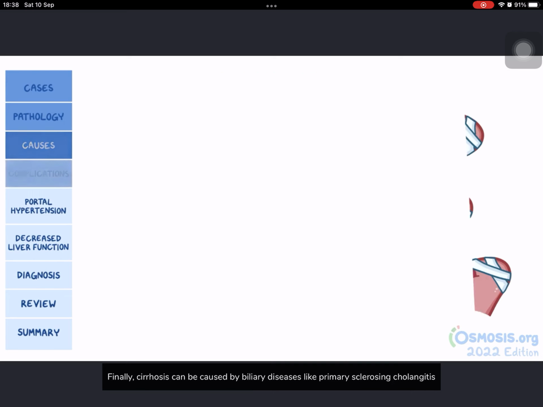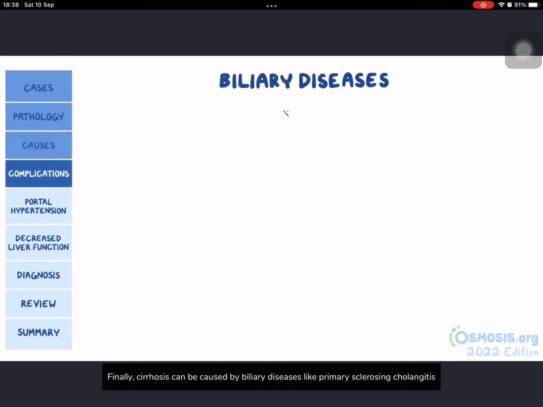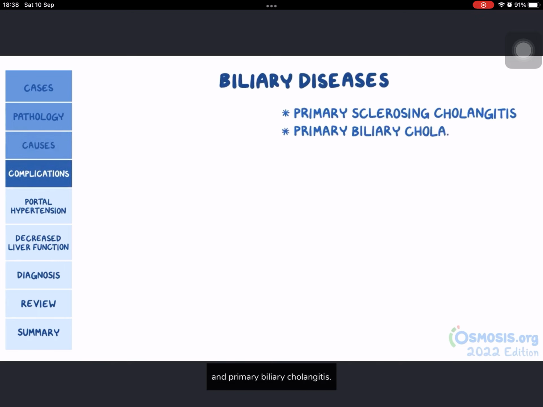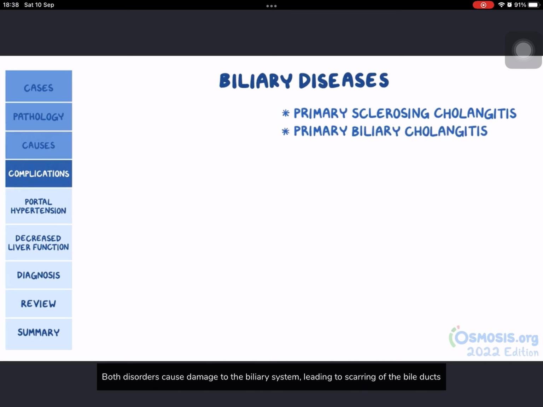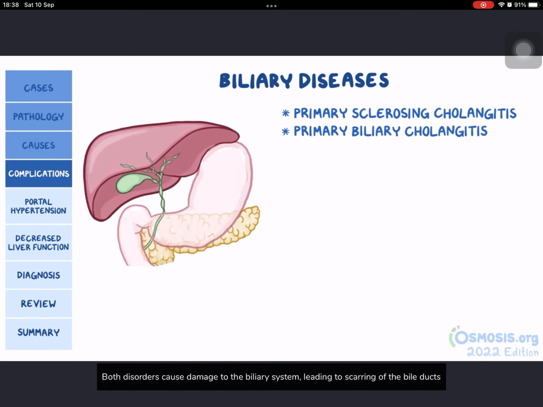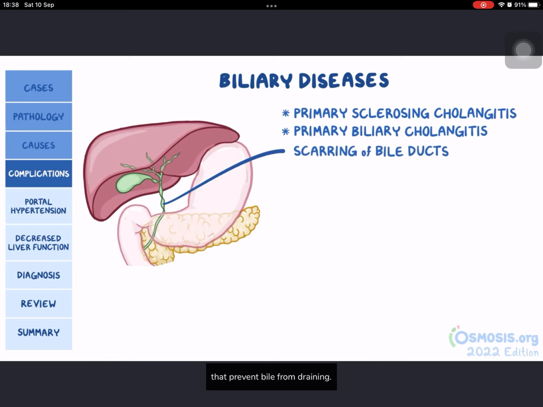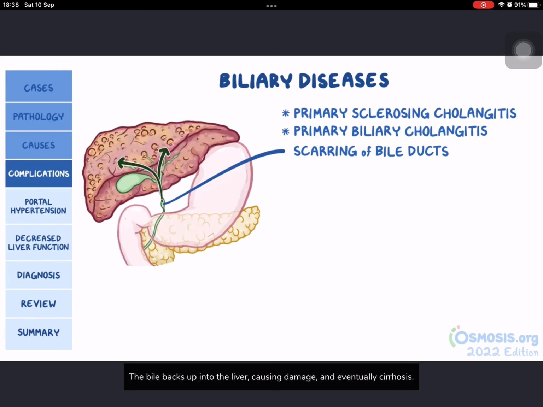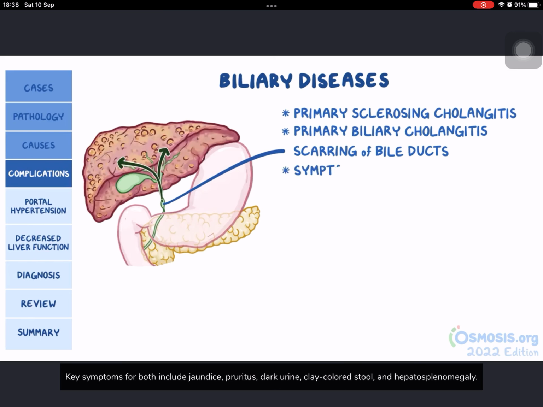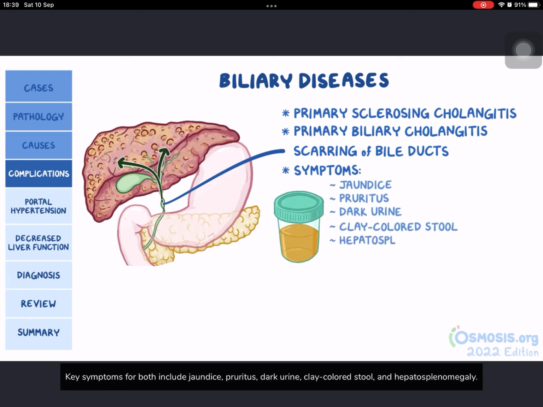Finally, cirrhosis can be caused by biliary diseases, like primary sclerosing cholangitis and primary biliary cholangitis. Both disorders cause damage to the biliary system, leading to scarring of the bile ducts that prevent bile from draining. The bile backs up into the liver, causing damage and eventually cirrhosis. Key symptoms for both include jaundice, pruritus, dark urine, clay-colored stool, and hepatosplenomegaly.